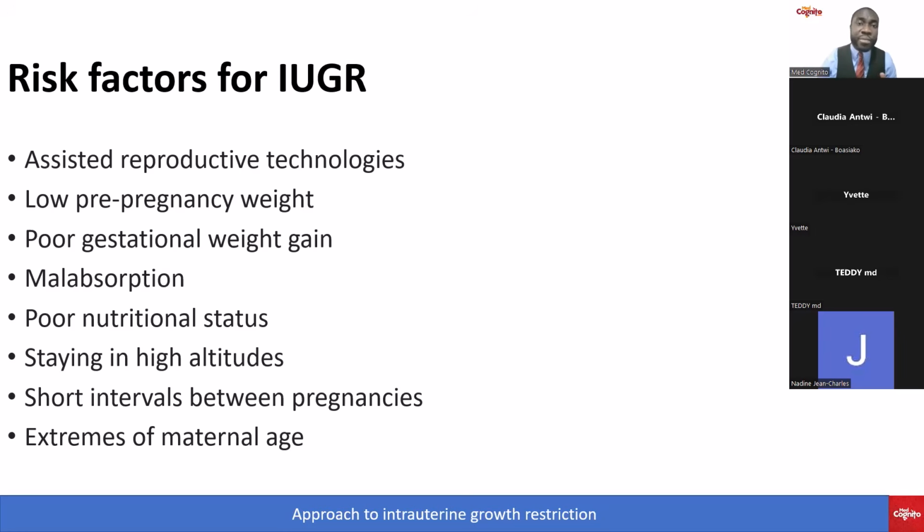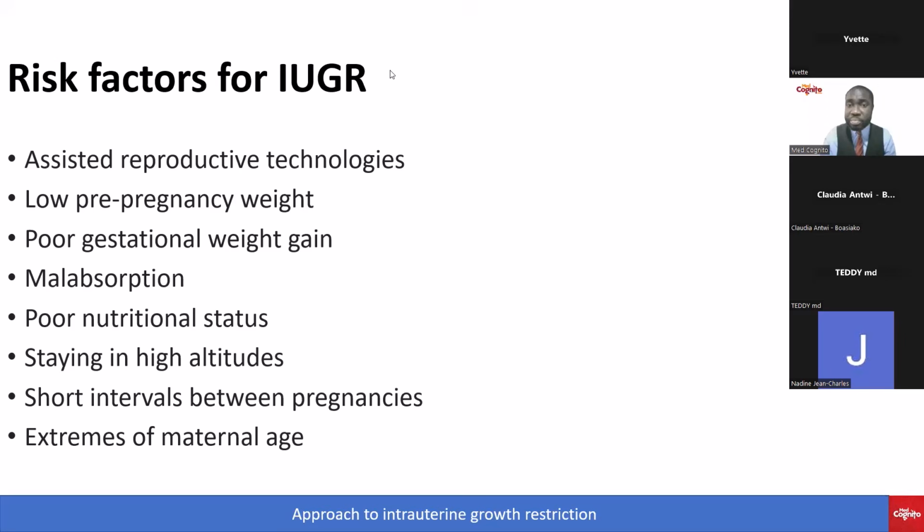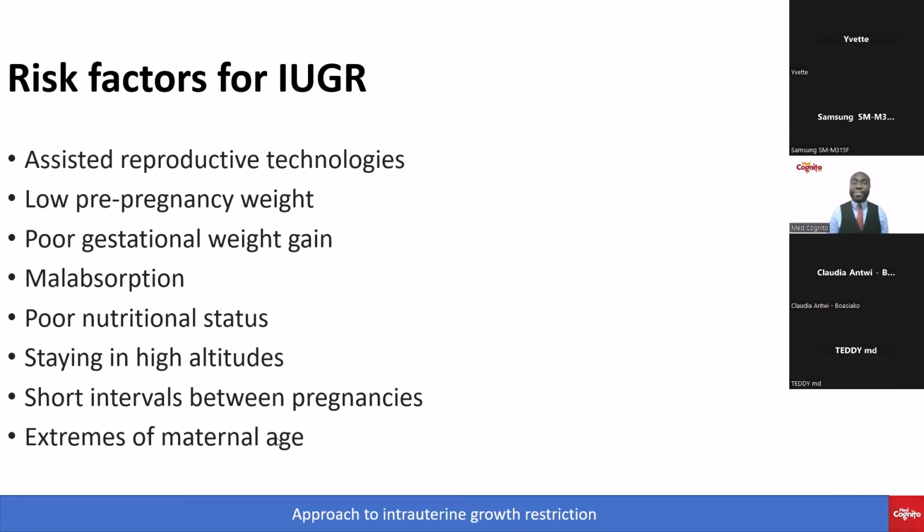So doctors, before I move on, I really want us to grasp this concept very well. Can somebody tell me at least 6 risk factors for IUGR before we move on to the next objective? 6 risk factors for IUGR. Can somebody just quickly summarize it for me? 6 of them. Just quickly, doctors. Dr. Yvette, let's go. Please start rattling it. Risk factors for IUGR. Okay.